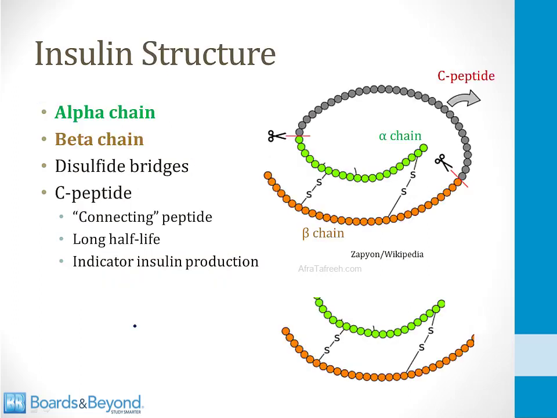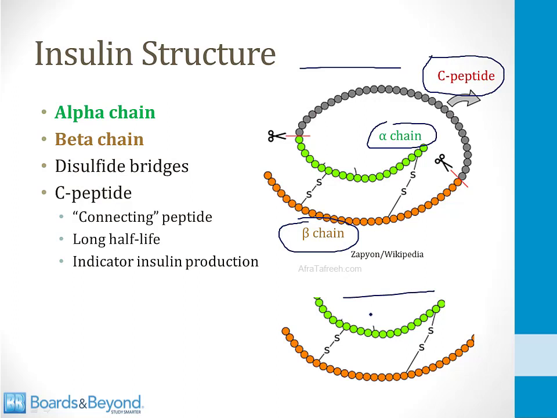To make this more clear, these are some pictures of the structure of insulin and proinsulin. At the top right of the screen is the structure of proinsulin. It has an alpha chain shown in green. It also has a beta chain shown in orange. Connecting the two is a C-peptide, which will be cleaved out before the insulin is secreted into the serum. At the bottom of the screen is the structure of insulin. You can see that it has just the alpha chain and beta chain connected by disulfide bridges.